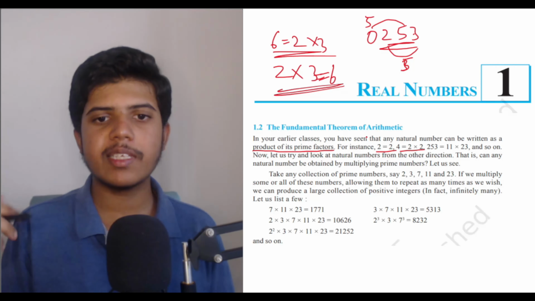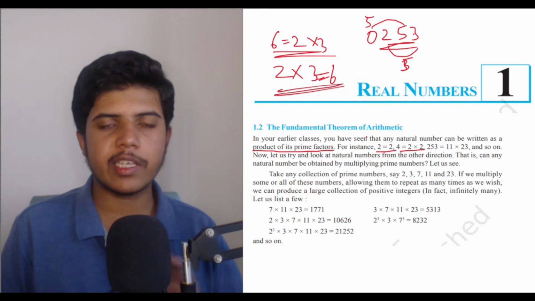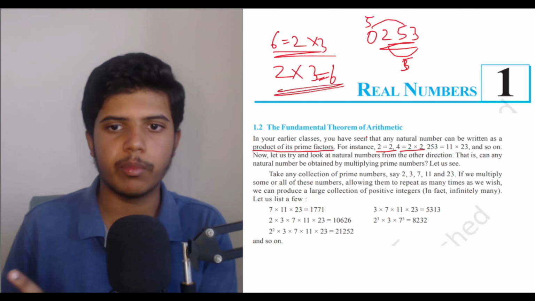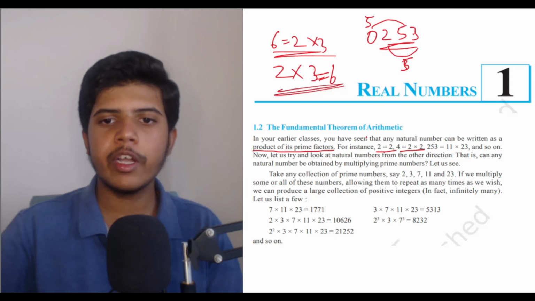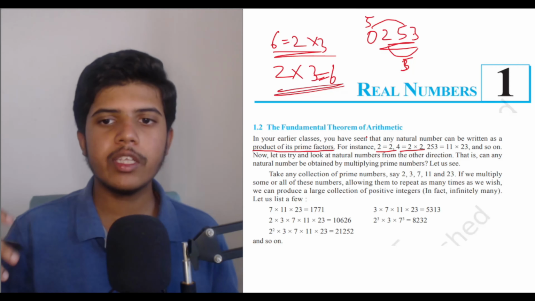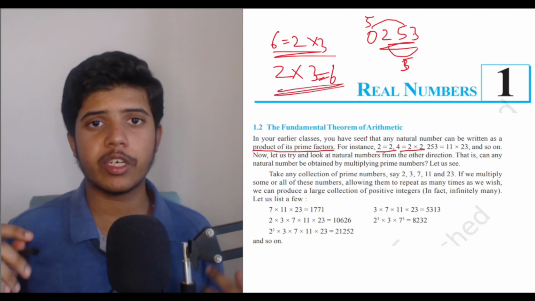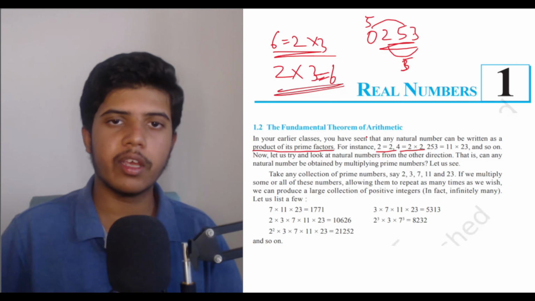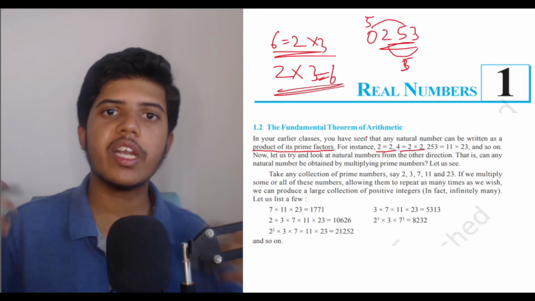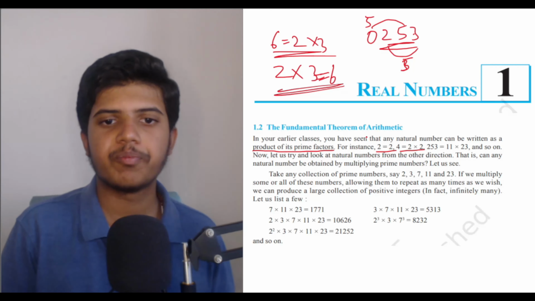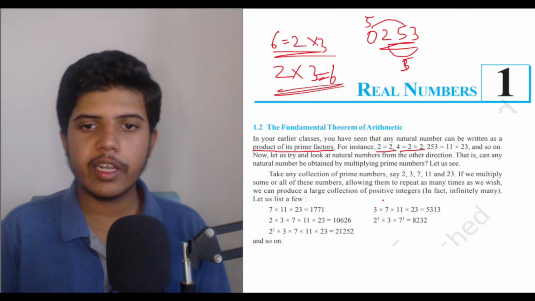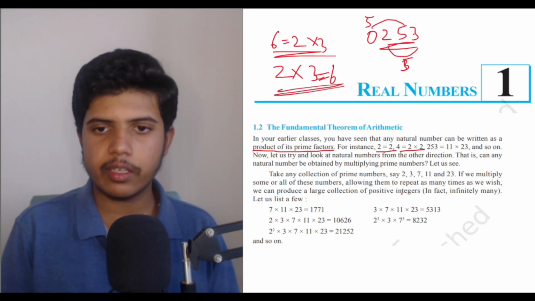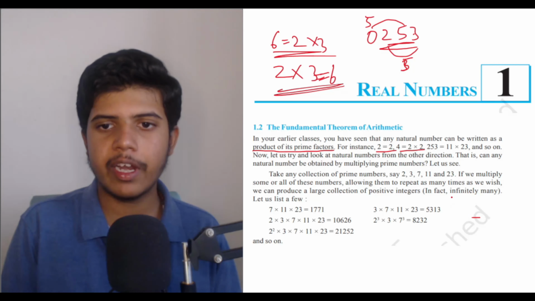If we multiply some or all of these numbers, so you can take some of them like 2 and 3, 3 and 7, 7 and 11, or 2, 3 and 7, or you can take all 5 of them, allowing them to repeat as many times as we wish. So I can say 2 into 3, 2 into 2 into 3, 2 into 3 into 3. Each number can repeat as many times as we wish. We can produce a large collection of positive integers, infinitely many, as mentioned in the bracket.